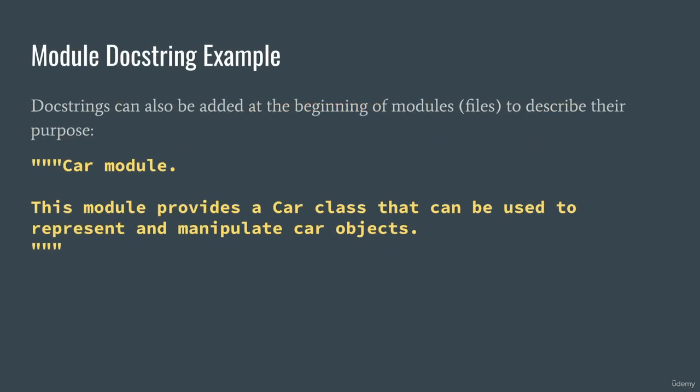Doc strings aren't just for functions and classes. They can also be added at the beginning of modules to describe the module's purpose. For example, in a file for a car-related module, the doc string might start with a simple description like "car module." Below that, you could include more detail to help anyone using the module understand its purpose right from the start.